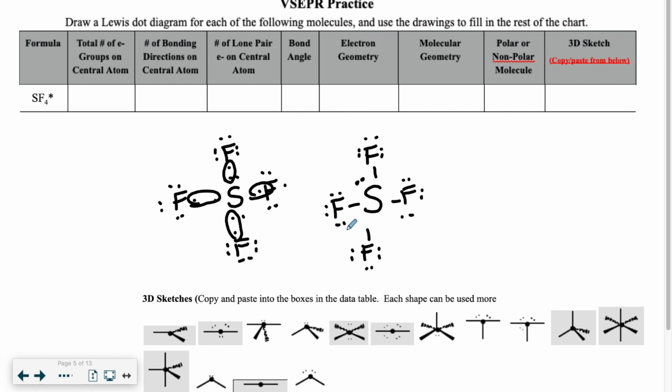All right, so based on that, we have a total of 4 bonding directions. There is a lone pair this time, so that's a total of 5 electron groups. So then I look at my sheet, I go to the row of 5. This is going to be a trigonal bipyramidal shape.